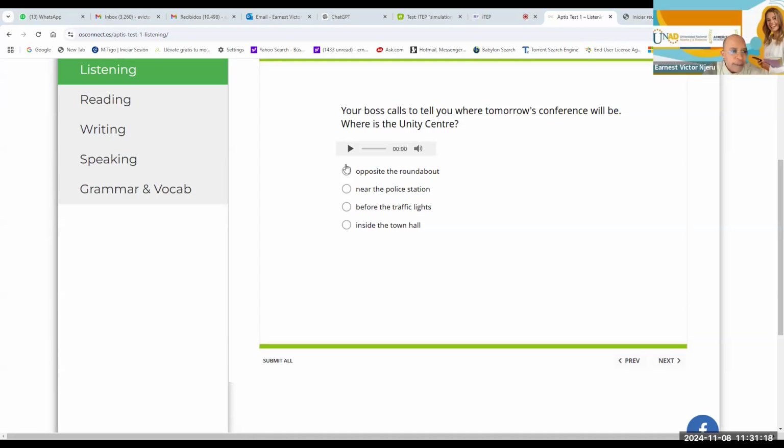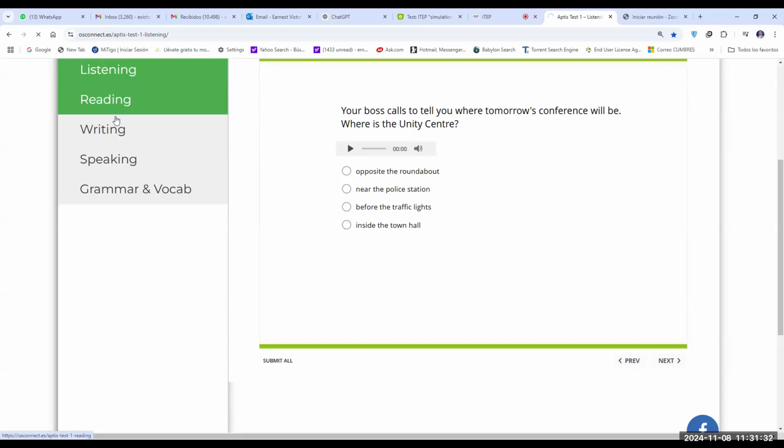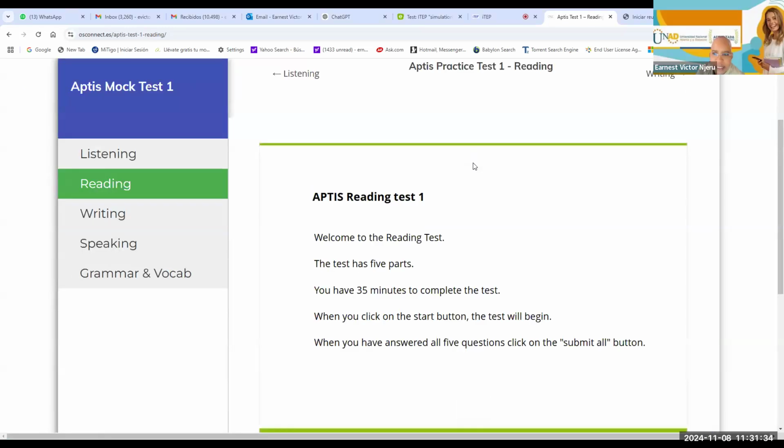Okay, now, because of time, teachers, I'm going to show you here that after the listening, you are going to find the reading, and the reading here as well of the Aptis. We are going to find it very easy.